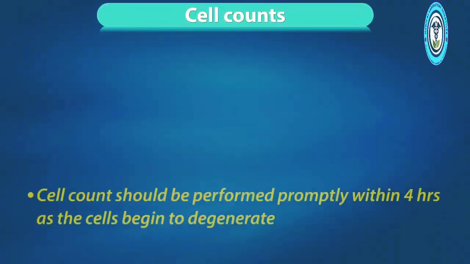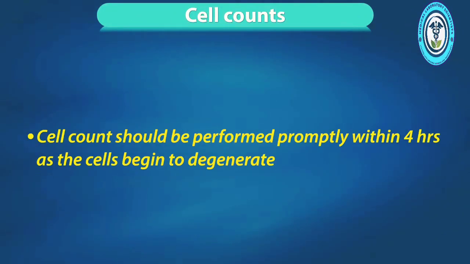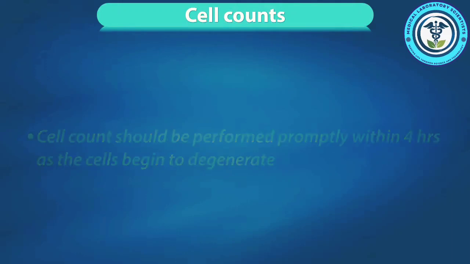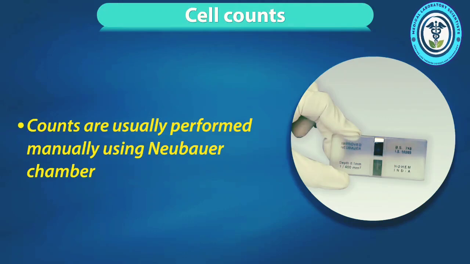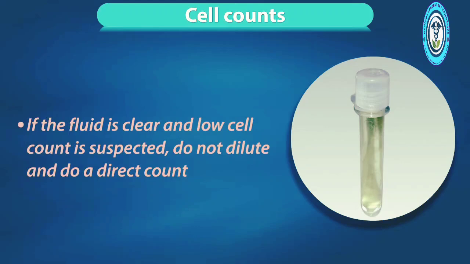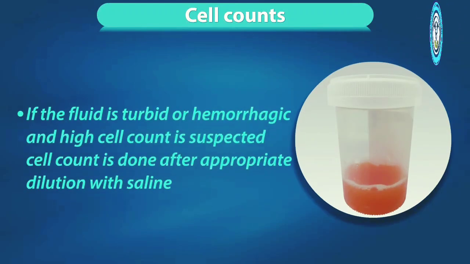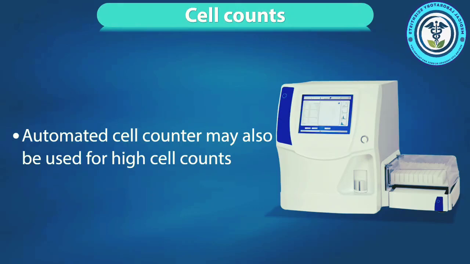Cell counts. Cell counts should be performed promptly within 4 hours of collection as the cells begin to degenerate. Counts are usually performed manually using a Neubauer chamber. If the fluid is clear and a low cell count is suspected, do not dilute and do a direct count. If the fluid is turbid or hemorrhagic and a high cell count is suspected, the cell count is done after appropriate dilution with saline. An automated cell counter may also be used for high cell counts.